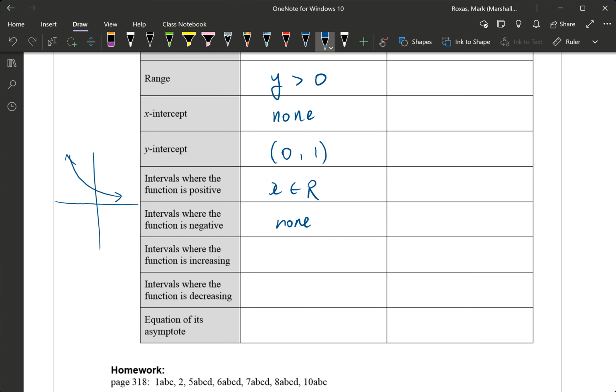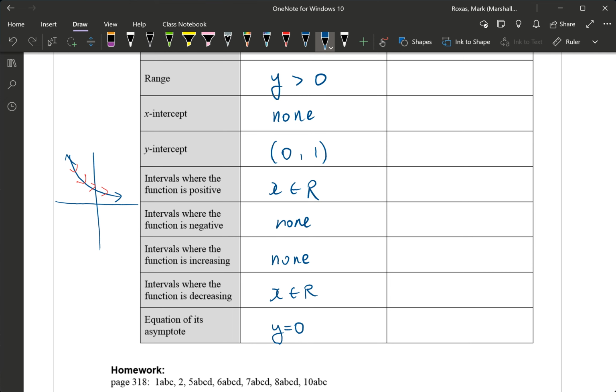What about where the function is increasing? Remember the difference between positive and negative, and increasing and decreasing? Talking about increasing, think about drawing the direction arrows as you read the graph from left to right. And you can see these arrows are going down. So it is decreasing everywhere. So for every real value x, it is decreasing, but there is no part of the graph where it is increasing. And for the very last row of the table, the equation of the horizontal asymptote is y equals 0.